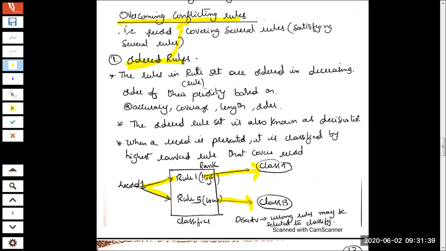So what will we do? We will give priority. That's it. It's a very simple solution, but you have experienced it in many concepts in many subjects. Just give priority. For example, I have considered priority or ranking, so rule 1 is of very high priority and rule 5 is of very low priority. This is what I have defined. Now, my record 1 is triggering both rule 1 and rule 5. So now what should the classifier do?